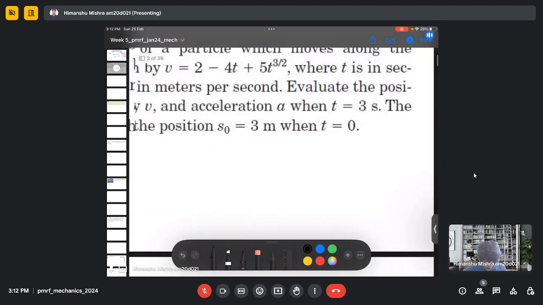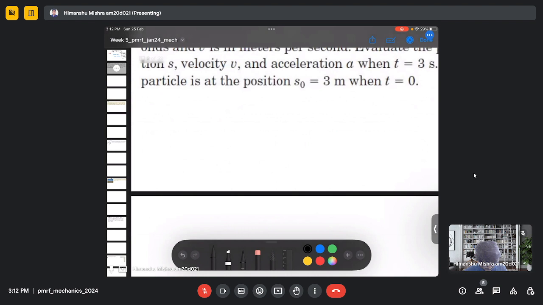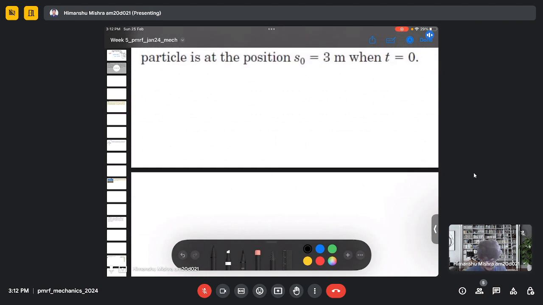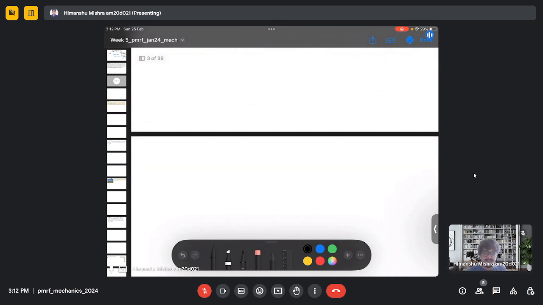So before we begin with the first question, let's just recap the concept of kinematics. These are just the fundamental concepts.